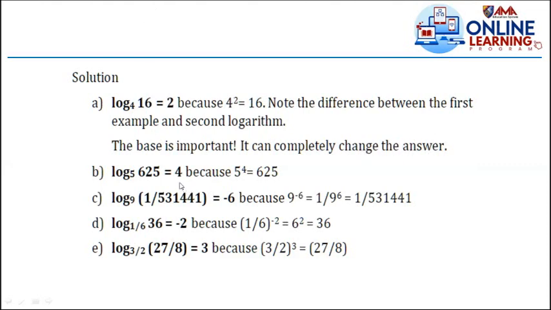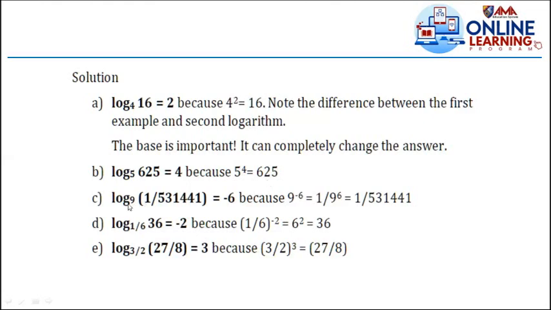Next, letter B. Log 625 to the base 5. The answer is also 4. Okay, because 5 raised to 4, the answer is 625. That is 5 times 5 times 5 times 5. Okay, so 5 times 5 is 25 times 5, that is 125 times 5, that is 625.